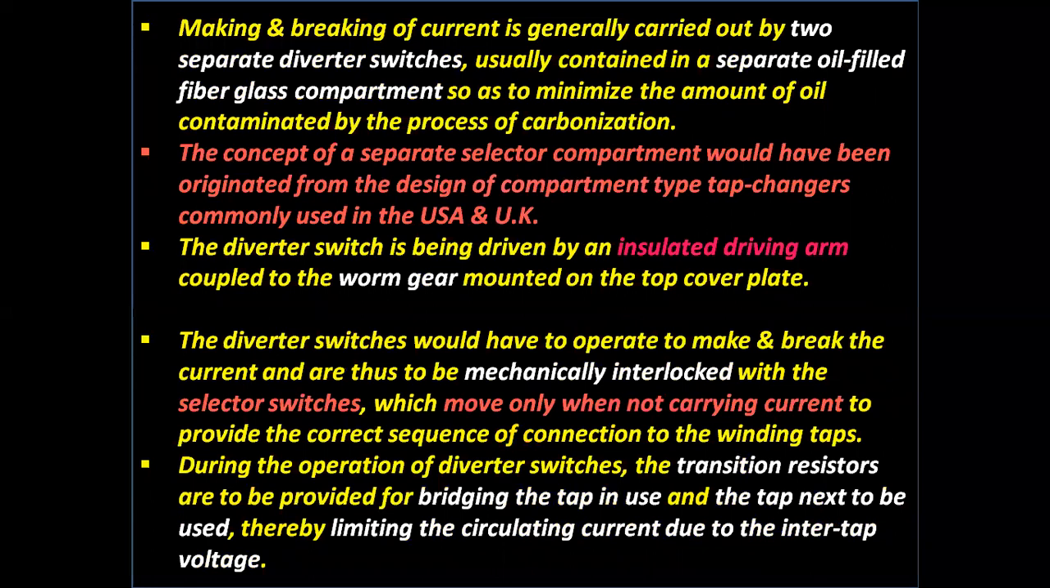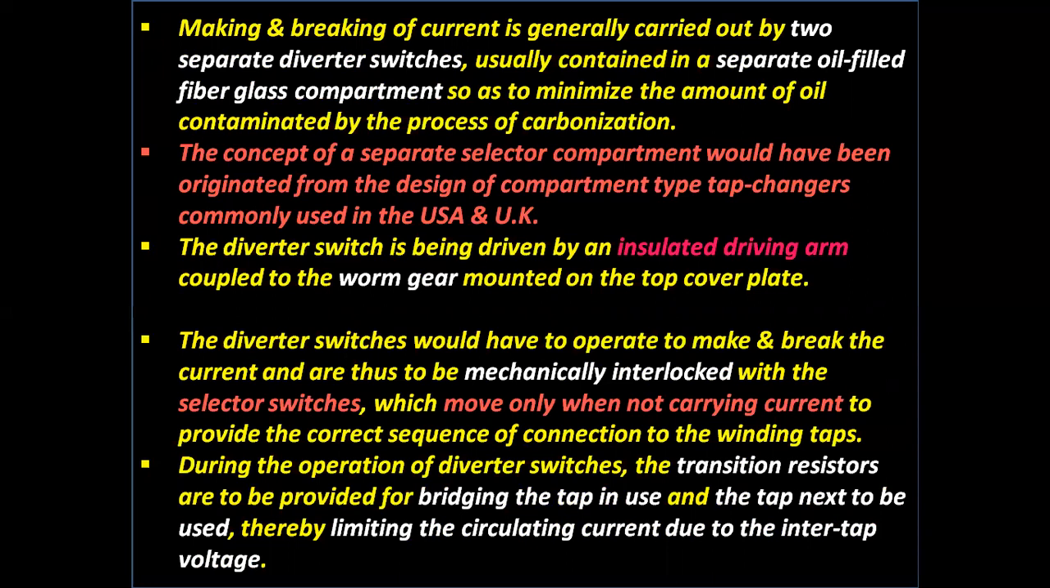Making and breaking of current is generally carried out by two separate diverter switches, usually contained in a separate oil-filled fiberglass compartment, so as to minimize the amount of oil contaminated by the process of carbonization. It's a separate container. The concept of a separate selector compartment originated from the design of compartment type tap changers commonly used in the USA and UK.